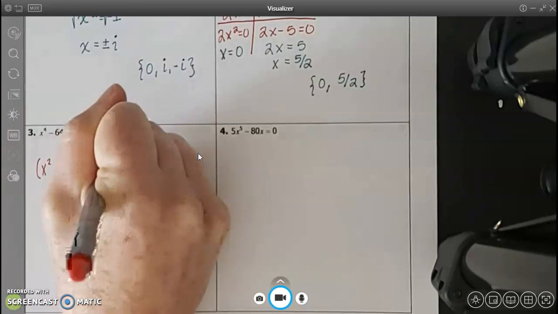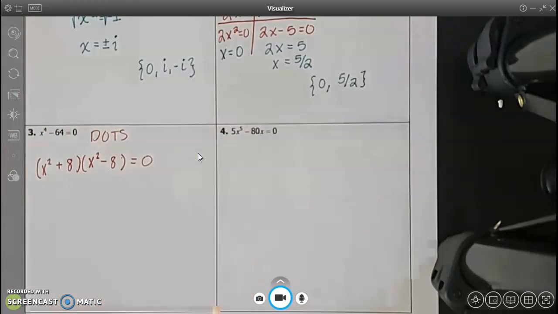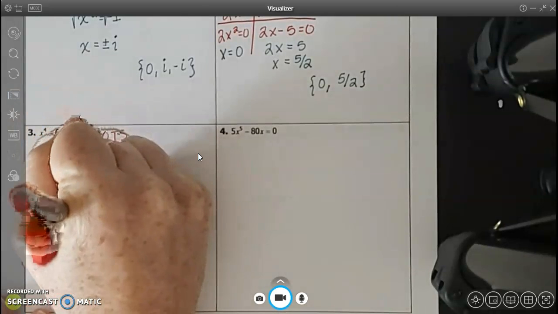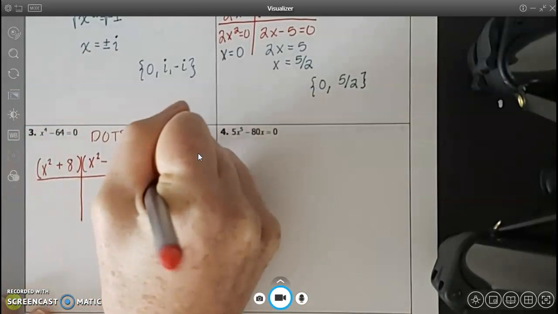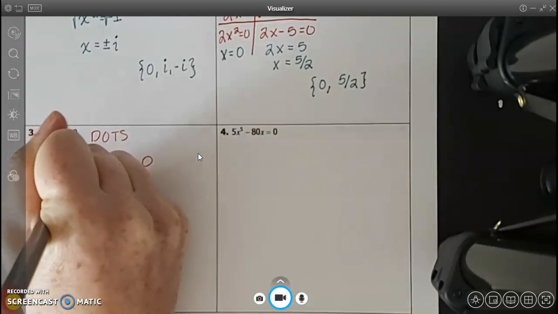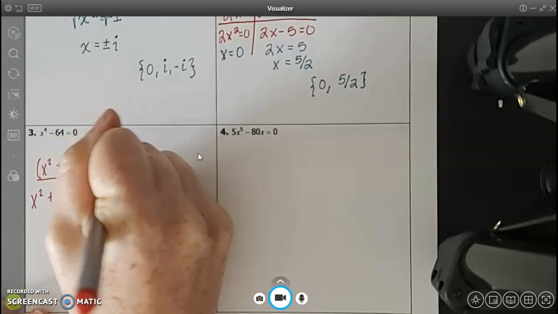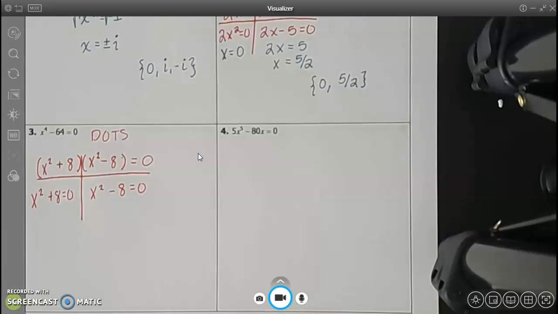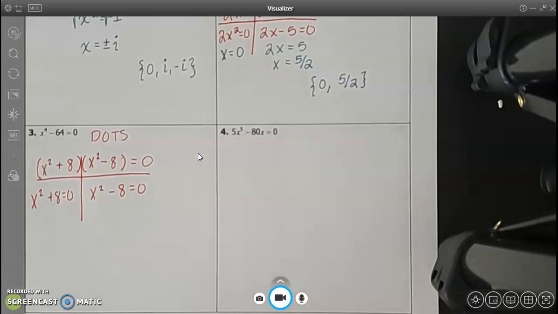I cannot factor either one of those any further, so I'm going to go straight to setting each one equal to 0. X squared plus 8 equals 0. X squared minus 8 equals 0. Then I'll start solving. In this case, I'm going to subtract 8 from both sides, and I get x squared is equal to negative 8.